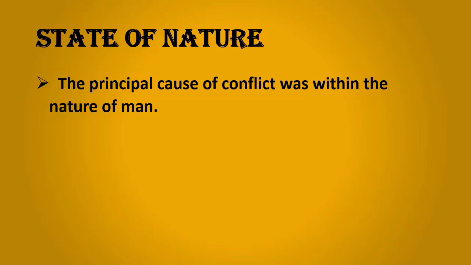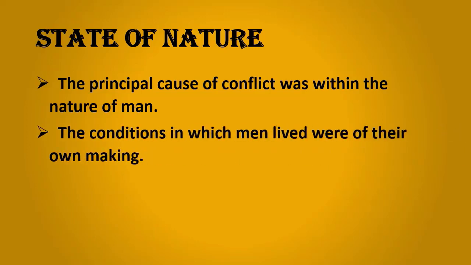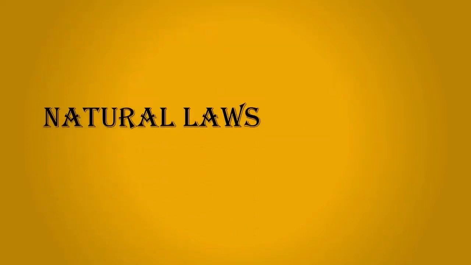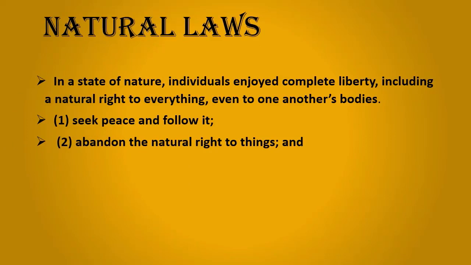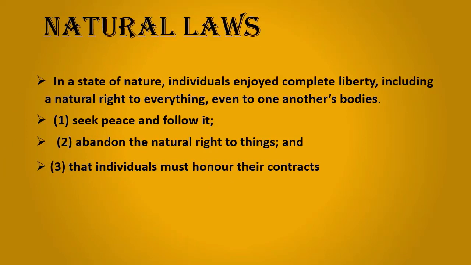Of the 19 laws, important emphasis was placed on these three. One, seek peace and follow it. Two, abandon the natural right to things. And the last one, that individuals must honor their contracts. Hobbes stressed the fact that peace demanded mutual confidence, for society depended on mutual trust in order to be stable. This led him to conclude that supreme power ought to coincide with supreme authority.